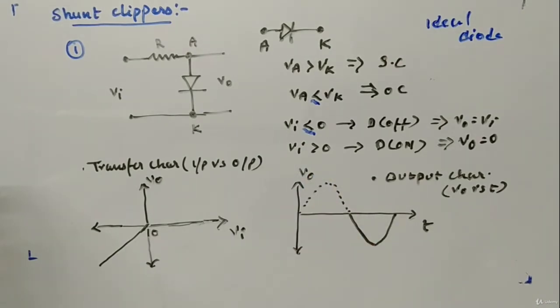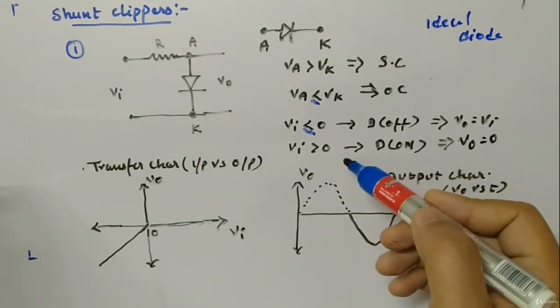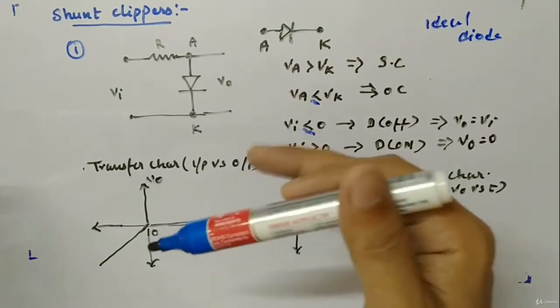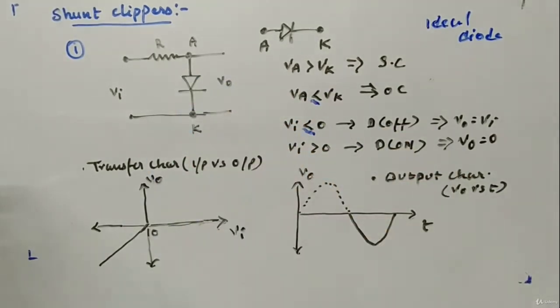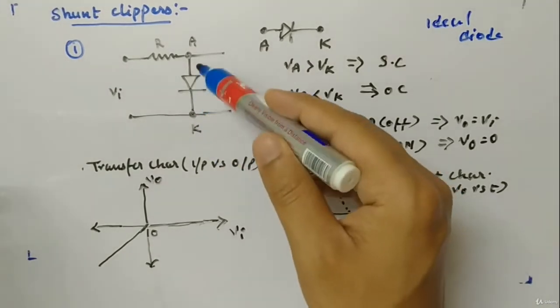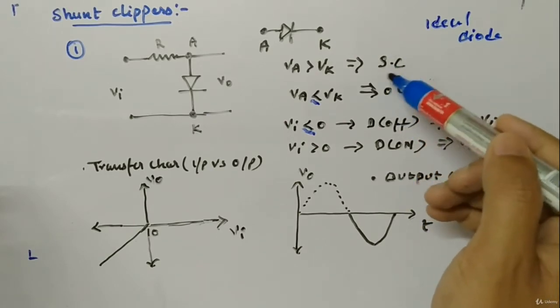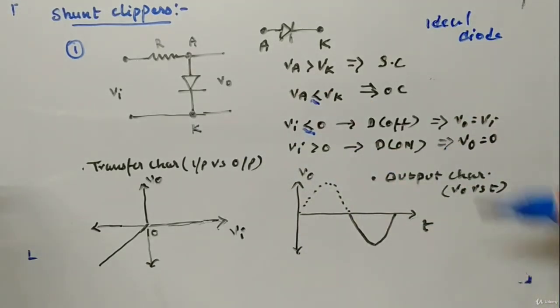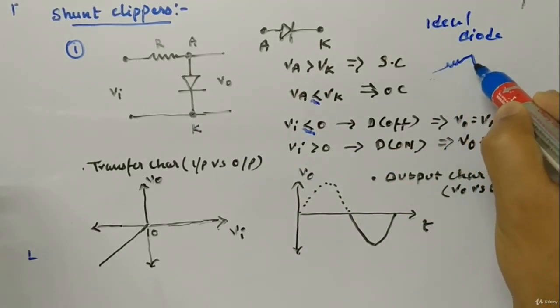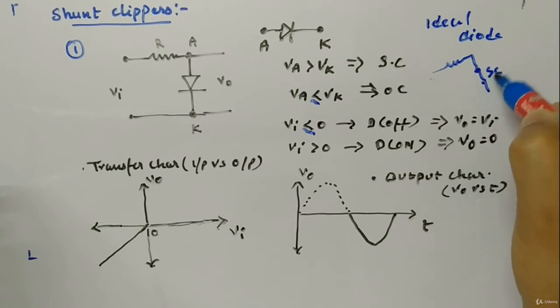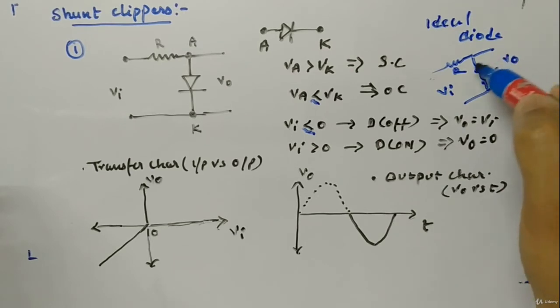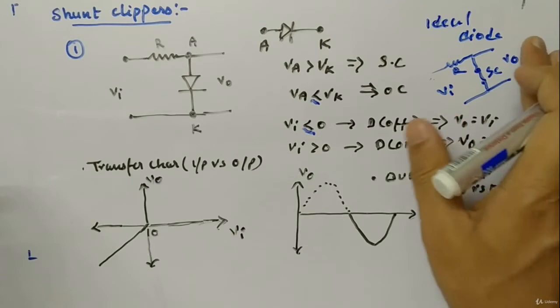When Vi is greater than 0, what will happen? This terminal will be positive and this terminal will be negative, so VA will be greater than VK and the diode will conduct. Since it is ideal, it will behave as a short circuit. If this diode is a short circuit, your output will be 0. So this kind of scenario you will get. So Vout is 0 because it is shorted.